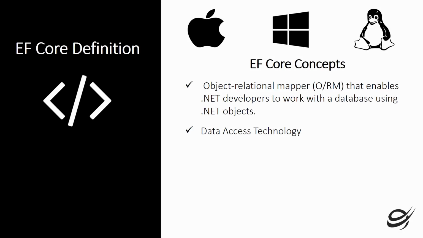So what is Entity Framework Core? Entity Framework Core is an object relational mapper, or an ORM, that enables .NET developers to work with a database using .NET objects. In a nutshell, it's a data access technology.